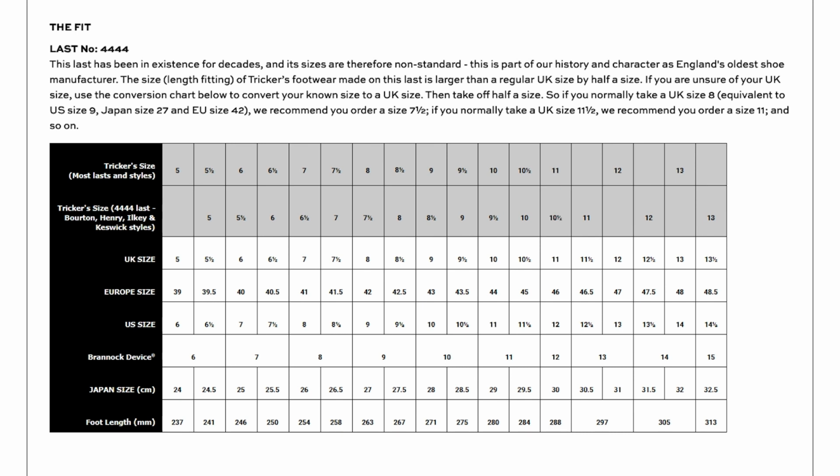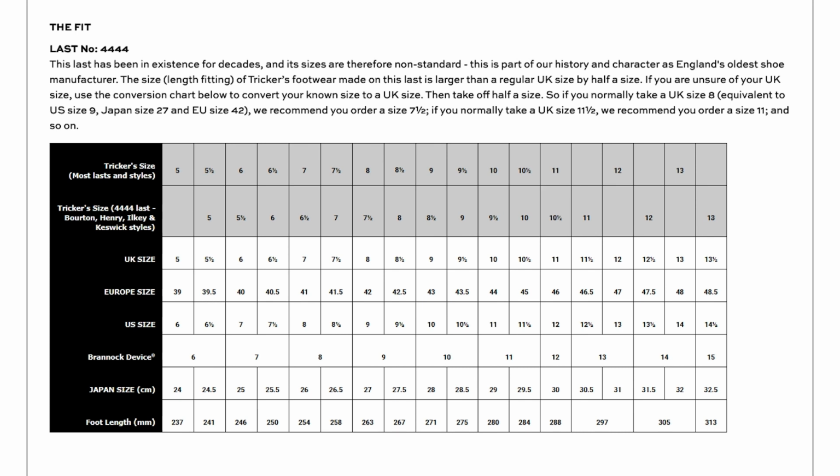Assuming that Martin knows his Japan size is 30, he traces along the seventh row until he finds size 30, then up to the second row, because it's a 4444 last, to find that his Tricker size is 10.5. So Martin would order his Bourton country shoe in a Tricker's size 10.5.